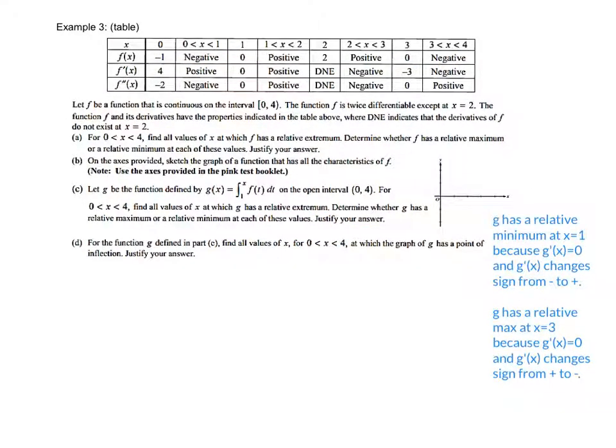So I had to get rid of all the work in order to fit it, but g has a relative minimum at x equals 1, because g prime of x equals 0, that's saying it's a critical point, and g prime of x changes sign from negative to positive, which gives me that relative min. And then for the other justification, for relative max, we say g has a relative max at x equals 3. And that's because g prime of x is equal to 0, so it's a critical point, and then g prime of x changes sign from positive to negative.